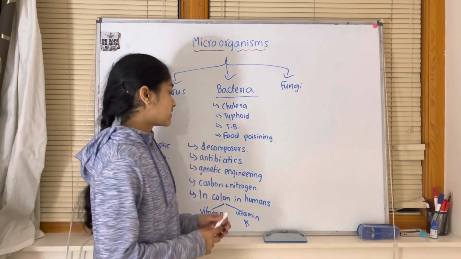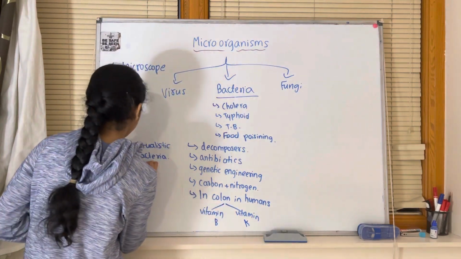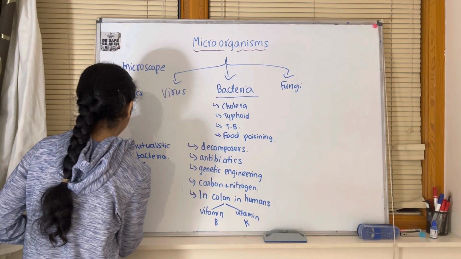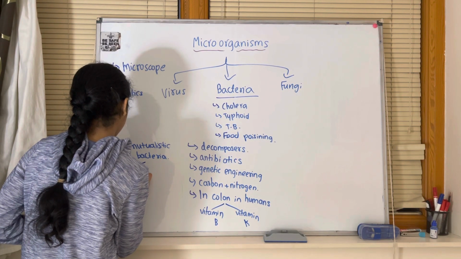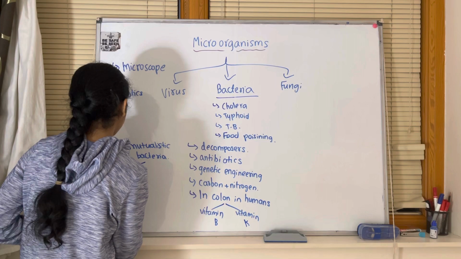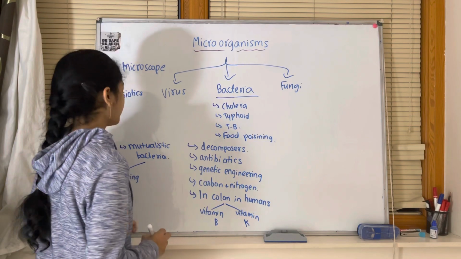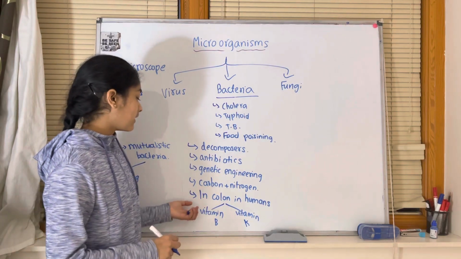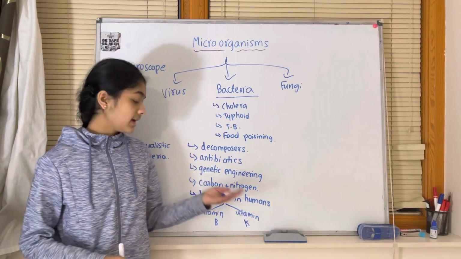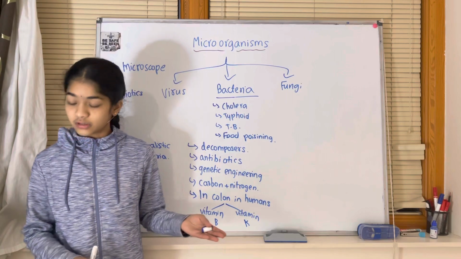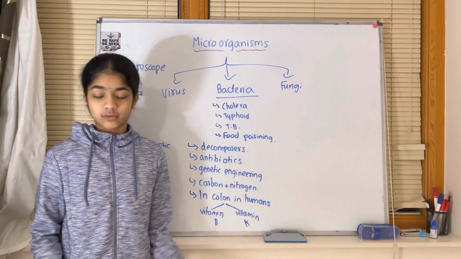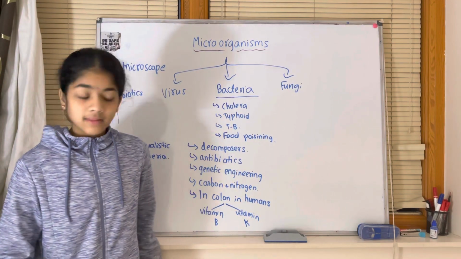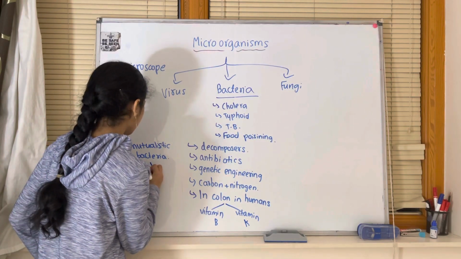Benefits of mutualistic bacteria in the human gut: they can help to digest some foods. Some types of foods are digested by these mutualistic bacteria, and as we have said, they produce vitamins B and K. Vitamin B is for general energy and vitamin K is for clotting of the blood. And then they also prevent some harmful bacteria from entering the body.